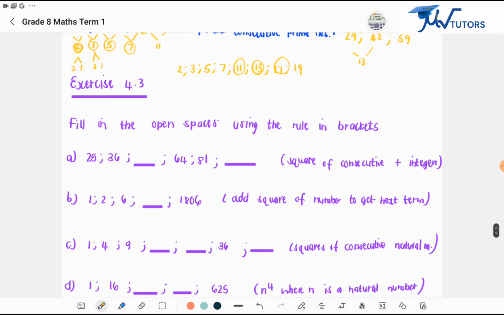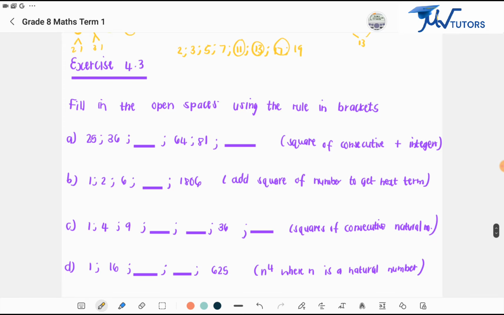Cool. So now it says, fill in the open spaces using the rule in the brackets. In this case, because it can get a bit tricky, they at least make it simple for you. So now here, we will have to square consecutive positive integers. All right, so now let's see what happens here. We have 25. 25 is actually 5 squared. 36 is 6 squared. 64 is 8 squared. And 81 is 9 squared.